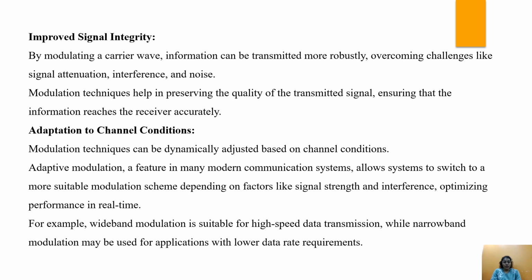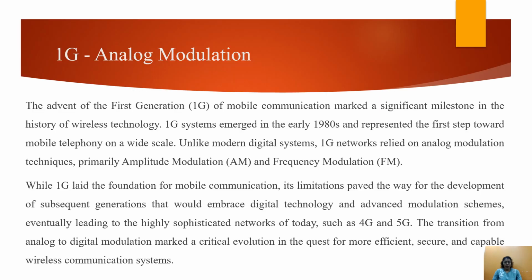Fourth one, adaptation to channel conditions. Modulation techniques can be dynamically adjusted based on channel conditions. Adaptive modulation, a feature in many modern communication systems, allows systems to switch to a more suitable modulation scheme depending on factors like signal strength and interference, optimizing performance in real time. For example, wideband modulation is suitable for high-speed data transmission, while narrowband modulation may be used for applications with lower data rate requirements.